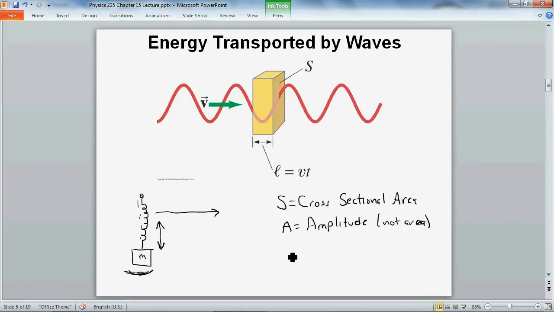Make sure that's clear. And there's also rho, which everybody remembers. We call that density of the medium. And the medium, we just mean what's the wave traveling through? What type of substance?